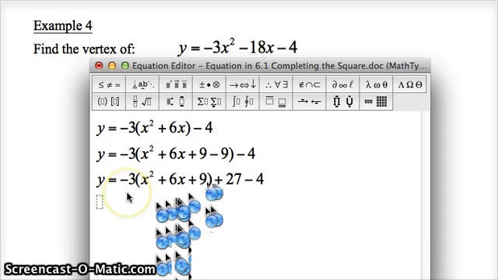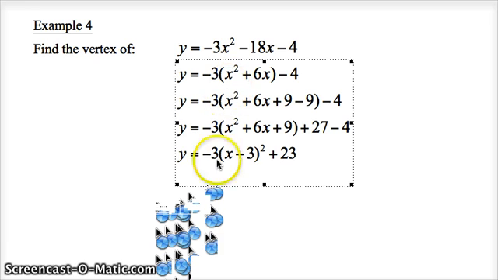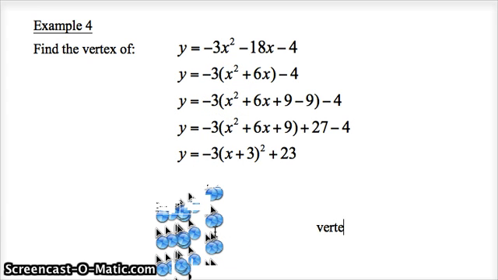So now we can factor what was left in the brackets. So y equals negative 3 bracket. What multiplies to 9 and adds to 6? We'll have x plus 3 in brackets squared, and then we simplify plus 27 minus 4, which gives us plus 23. So we can see that our vertex is at negative 3, positive 23, with a step pattern of negative 3. Okay, so the vertex is at negative 3 comma 23 with an a value of negative 3.